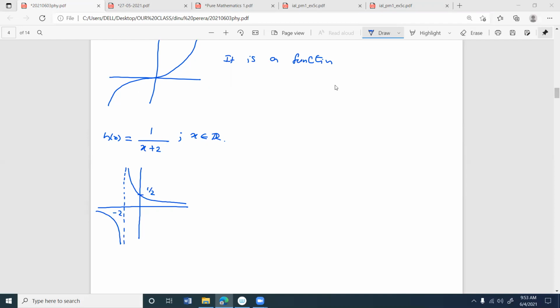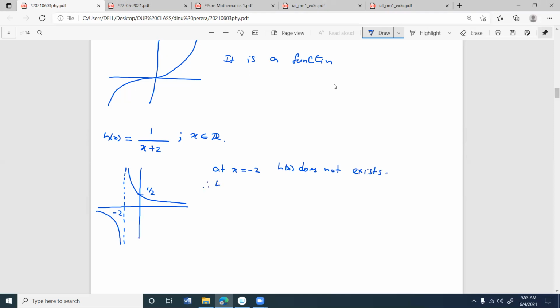Yes or no? No, sir. It's not a function. What is the reason? Because if I put minus 2, the asymptote comes over here. Therefore, it's not a function. So you can say at x equals minus 2, h(x) does not exist.